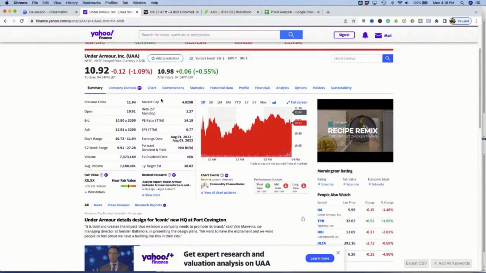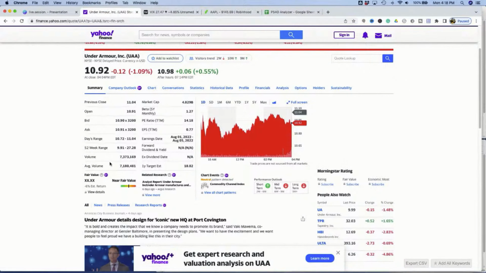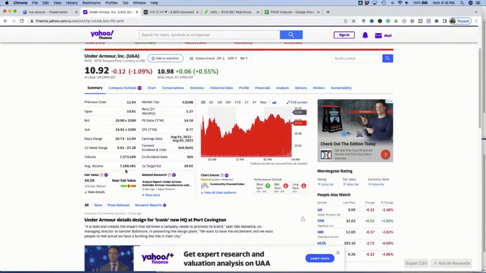Good to get information about the company itself, some of the fundamentals. Like, for example, the market cap of this company is $4.8 billion. So not extremely huge, but it's a good sized company. I also like to look at the trading volume, and specifically average trading volume. You can see it trades 7.1 million shares. What that tells me is that there's plenty of retail and institutional traders buying and selling this stock. And I like that because what that means is that there's liquidity.